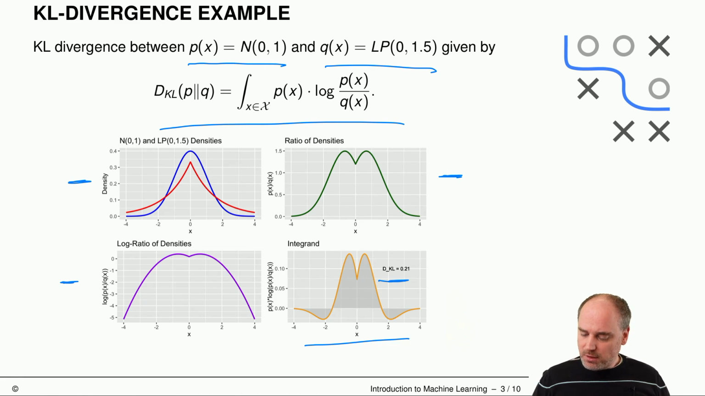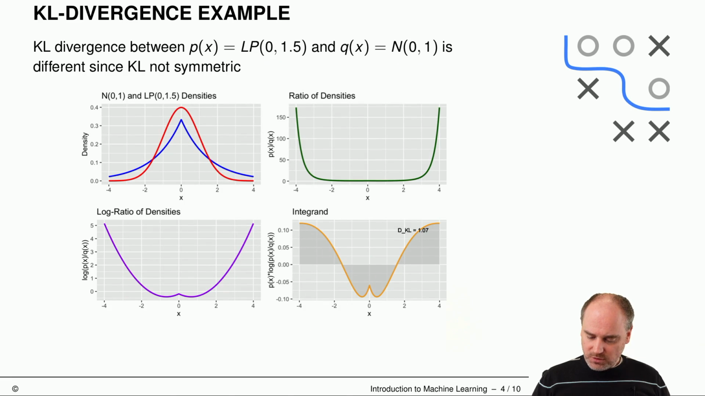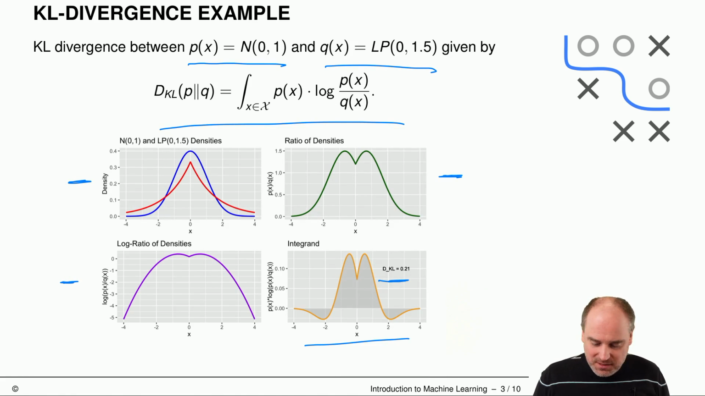Write a little program to calculate that for two given densities. Here's a further example. The only thing we now change in the example is the order of the two densities. So now P is our Laplace as before, and Q is our standard normal. And here we again have the two densities, and that's the same as before.